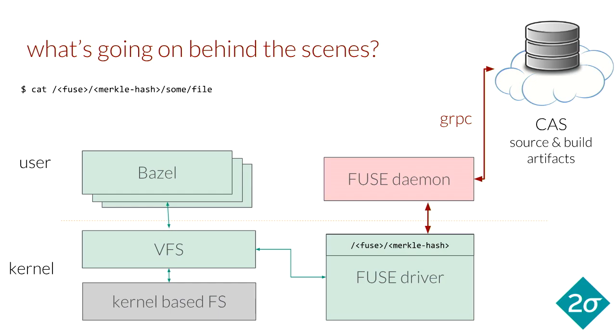Bazel in user space is going to make a call out to the virtual file system in the kernel. The kernel will decide whether to talk to the fuse driver or the kernel-based file system for the file contents. If it's on the fuse driver, it will then make a call out to the fuse daemon running in user space, which will communicate over gRPC to our content addressable store. Then either the digest or the contents get transferred all the way back to the daemon, to the fuse driver, to the kernel, and then to Bazel.